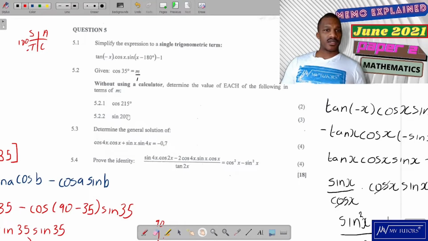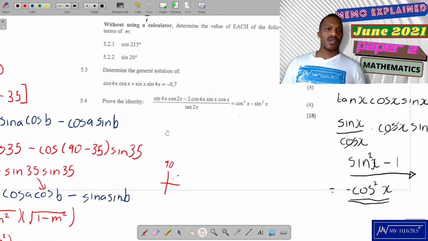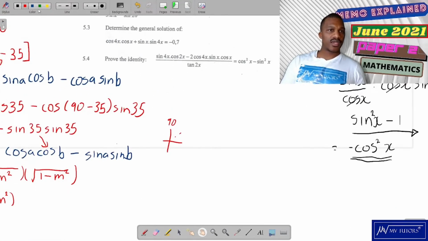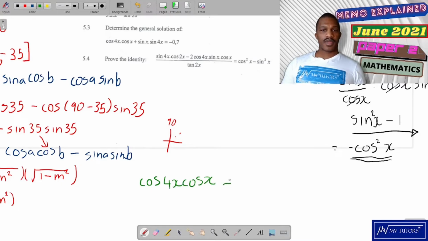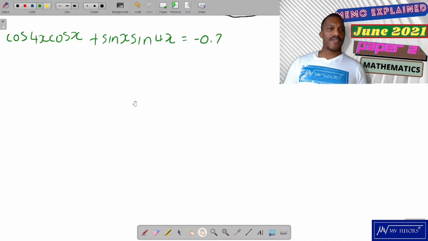Okay, we're done. Determine the general solution of this. Let's just rewrite it down here. Let's use a different pen, a green this time. We're going to have cos 4x cos x plus sine x sine 4x equals minus 0.7. Well, first of all, we need to simplify this.